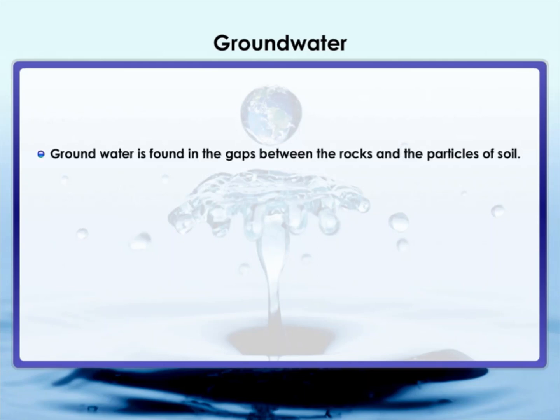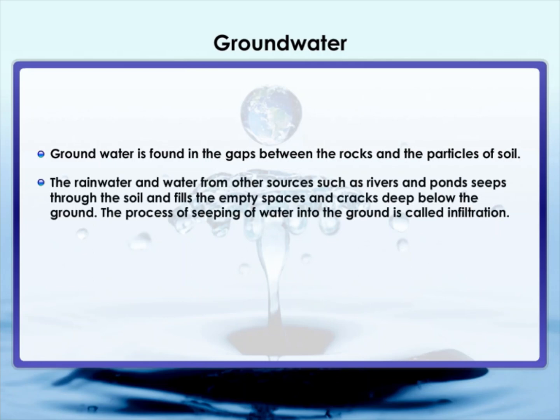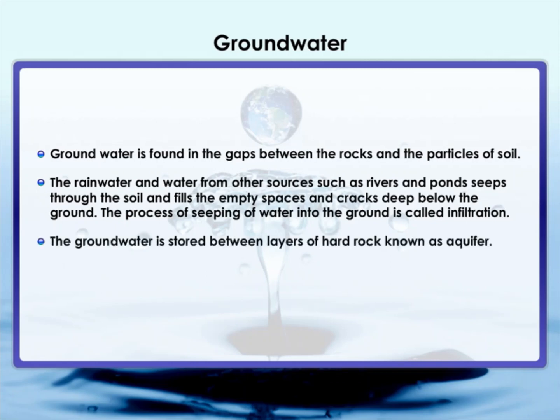Groundwater is found in the gaps between the rocks and the particles of soil. The rainwater and water from other sources, such as rivers and ponds, seep through the soil and fill the empty spaces and cracks deep below the ground. The process of seeping of water into the ground is called infiltration. The groundwater is stored between layers of hard rock known as aquifer.